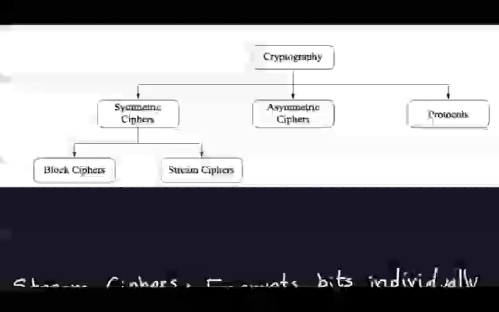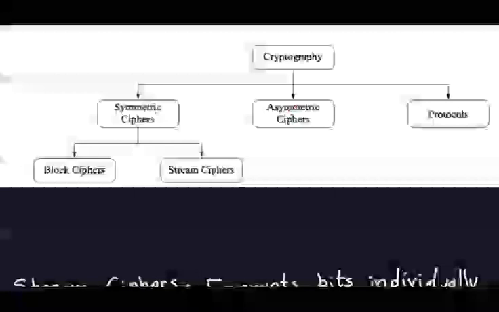Hello and welcome again. In the previous video, we discussed a little bit about this graph here, which is the divisions of cryptography in symmetric ciphers, asymmetric ciphers, and protocols, and we talked a little bit about what each of those things is.